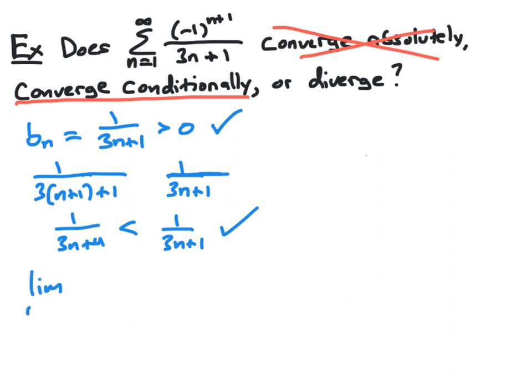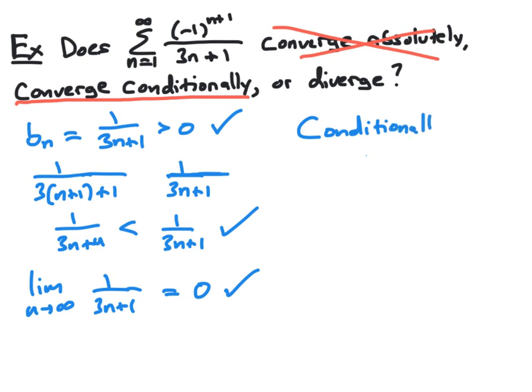And last but not least, we have the limit as n goes to infinity of 1 over 3n plus 1. And here, the denominator will get large, and so we have 1 over very, very large numbers as n increases, and so we get a limiting value of 0. And here we have all 3 of our conditions checking out. So our given series converges by the alternating series test, and therefore, since the absolute value series diverged, our series conditionally converges.